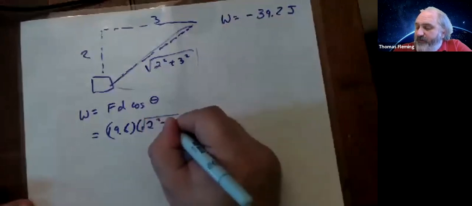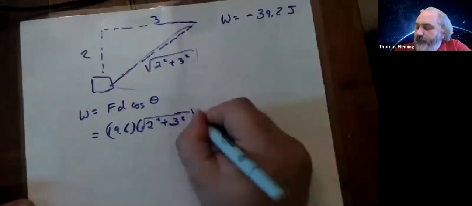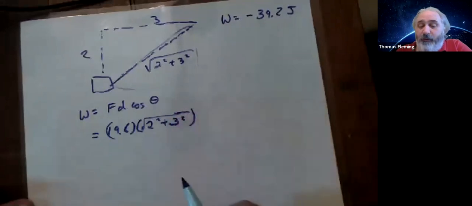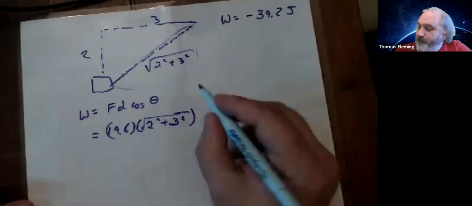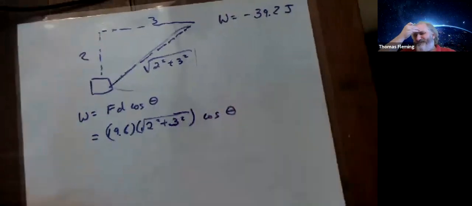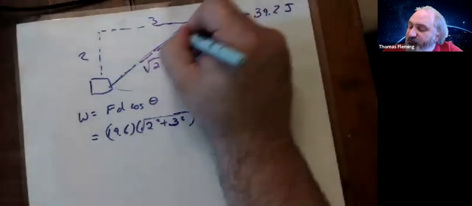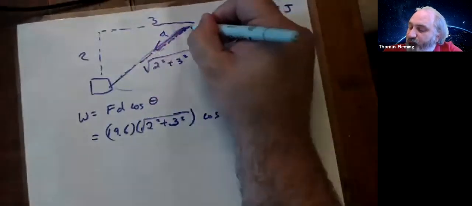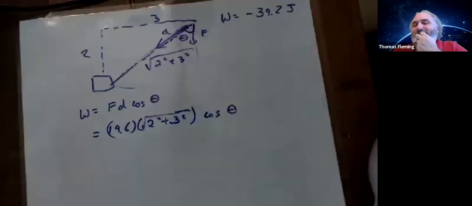I'm just going to write it down like this, and you'll see why here in a minute. So 2 squared plus 3 squared, whatever that is, 4, 9. So square root of 13, so I don't know, 3 point something, times the cosine of theta. Now, what the heck is theta? Well, theta would be the angle between the distance, which is that, and the force, which is that. I don't know what that angle is.